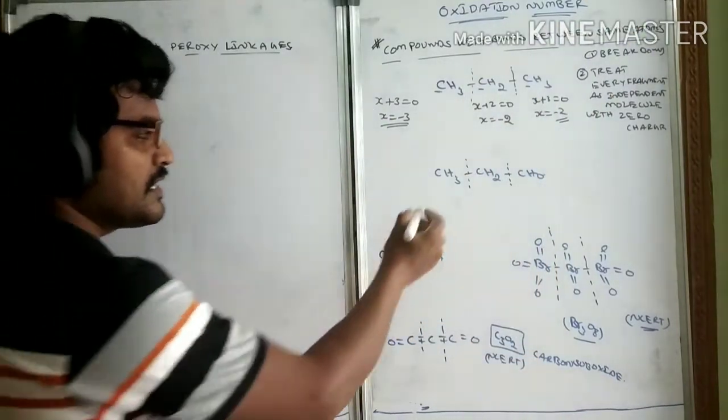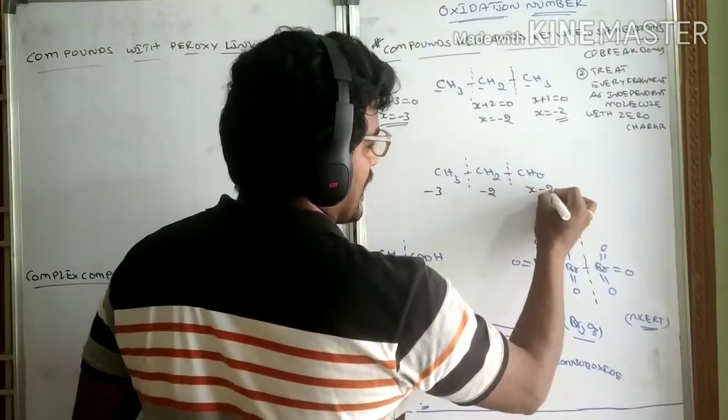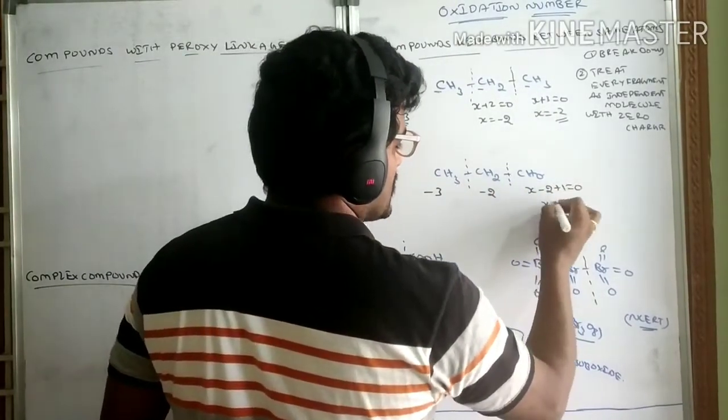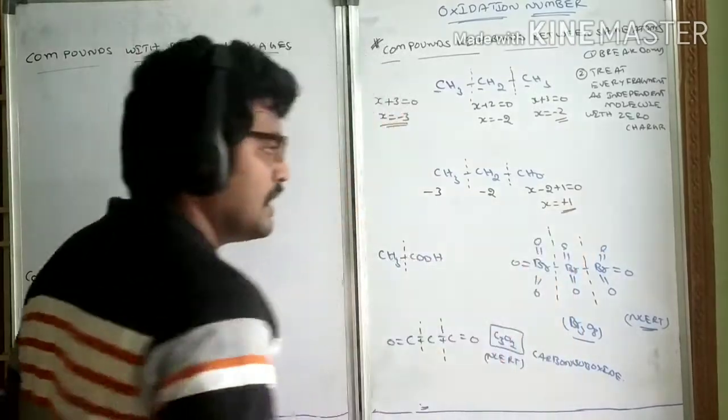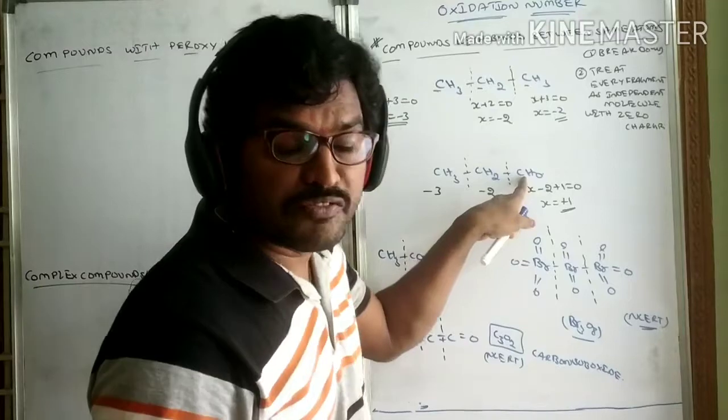Finished. Here you see, here it is minus 3, minus 2. Here x minus 2 plus 1 equals 0 and x equals plus 1 will come. You know, in the IUPAC nomenclature, this gets the first priority.